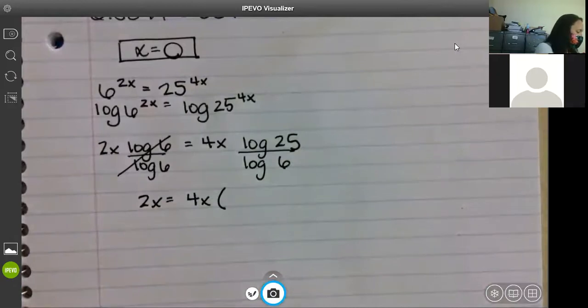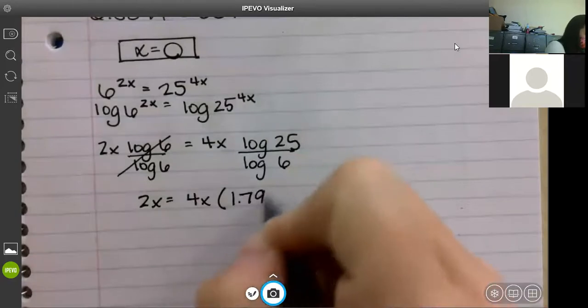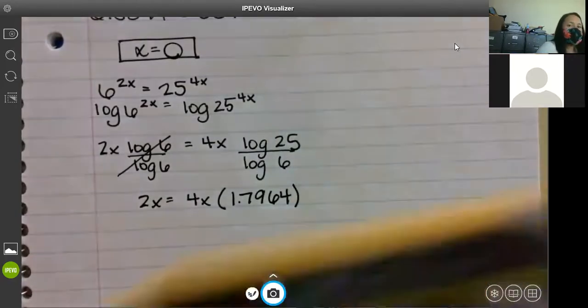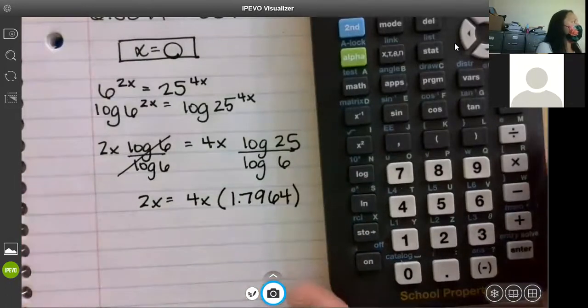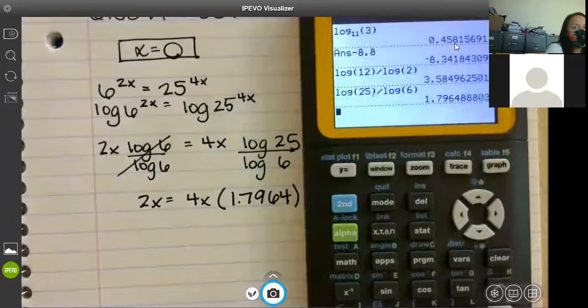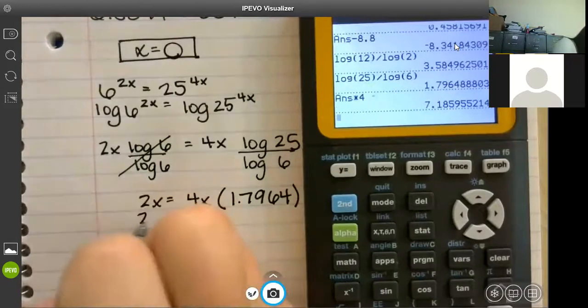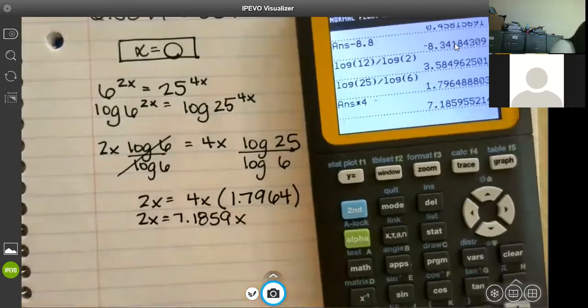Evaluate it in your calculator. Make sure that you close that 25 up. Log 25, close your parentheses, divided by log 6. What do we get? 1.7964. Besides your 7. Is everybody okay? How do I solve this equation? What do I have to do first? Yeah, I got to get these together. So go ahead and multiply it by 4. So we get 2x equals 7.1859x.